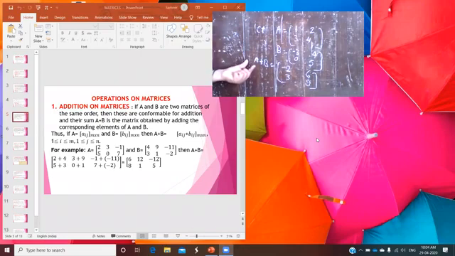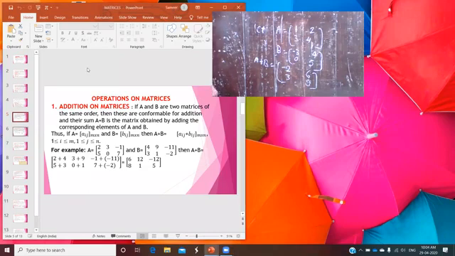First of all, you have to write the values of matrix A and matrix B as given, and then add the corresponding elements. The sum of the matrices is also of the same order. In this way, you learn how to add two matrices. Now next one.